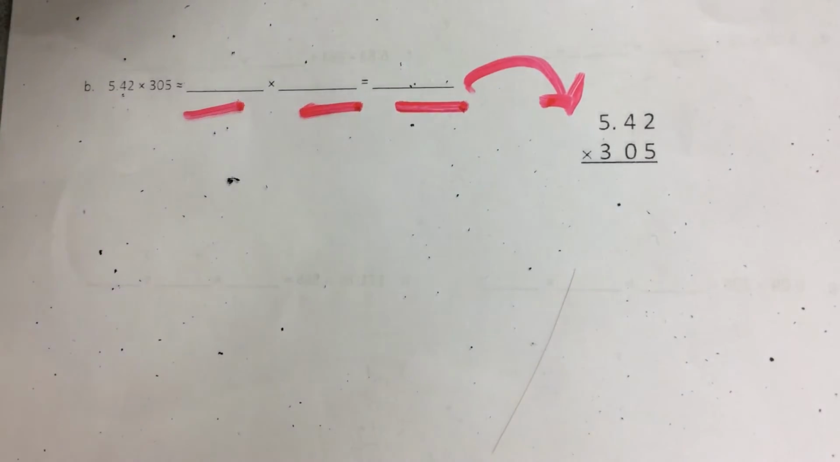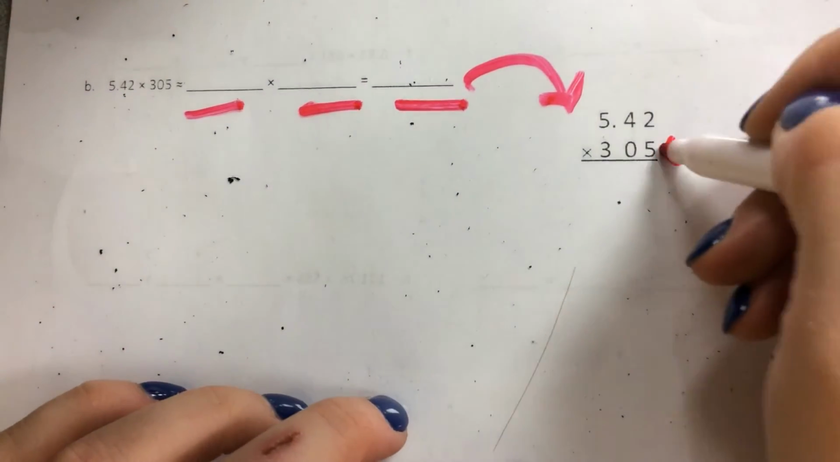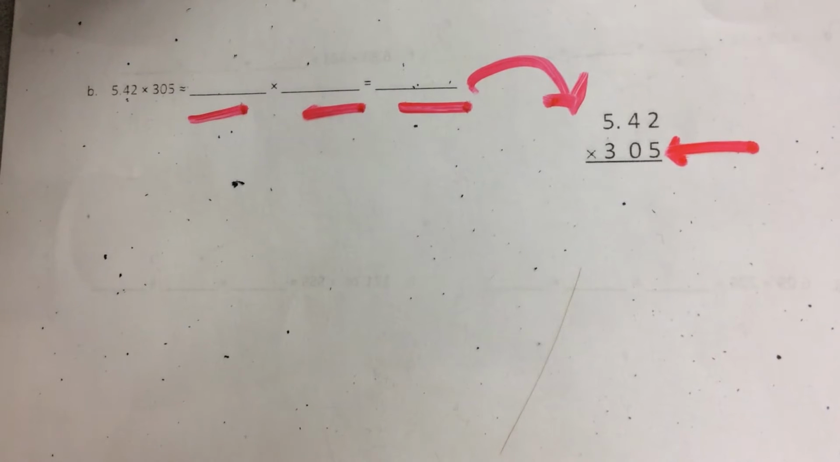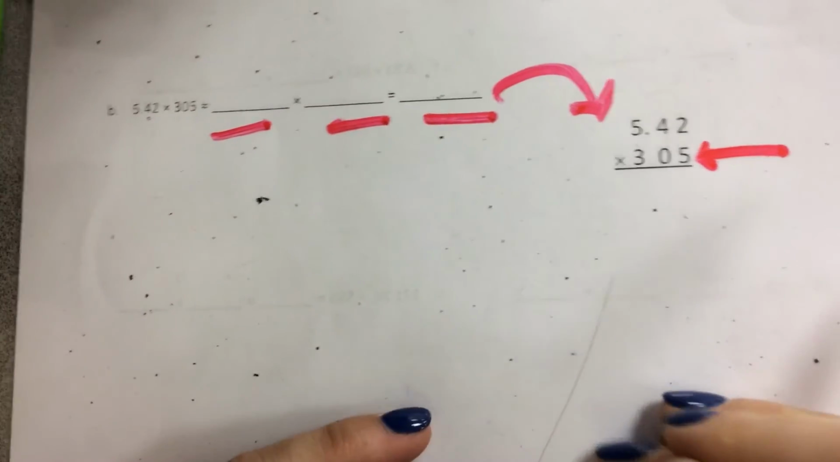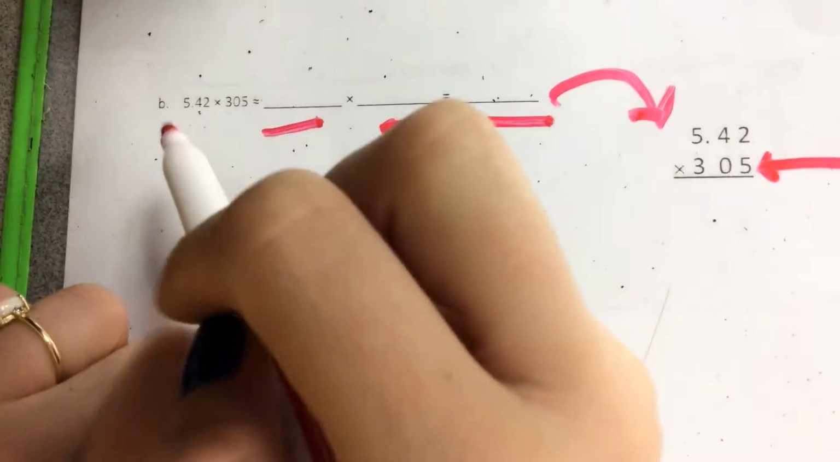Now, the main thing different today is some of these have 3 digits on the bottom now. So now we're doing 3 digits by 3 digits. But it's just the exact same process. So let's start by estimating these factors.